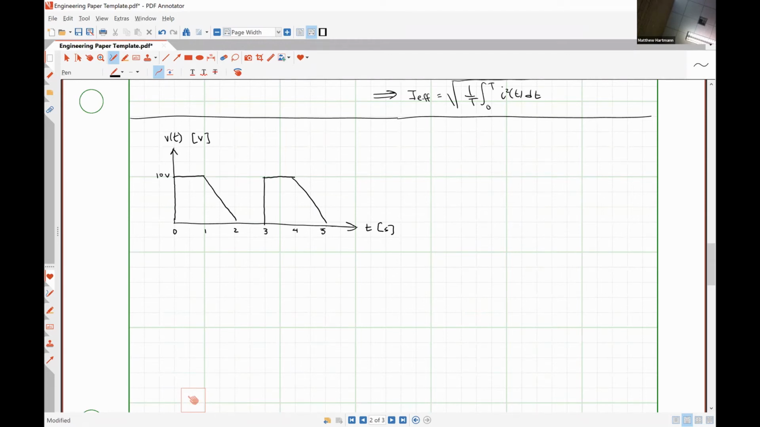We can find the effective value of this pretty easily. So let's see how we go about doing that. Well, V effective is, by definition, the square root of 1 over T integral over 1 period of v squared dt. So my question to you guys is, let's start with something easy. What is the period of the waveform that I've drawn? 3 seconds. 3 seconds, right?